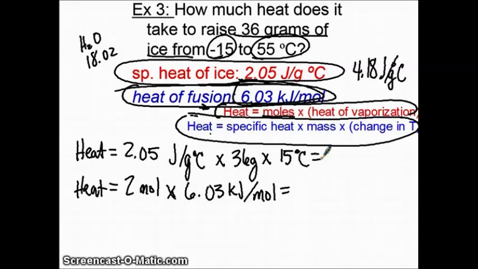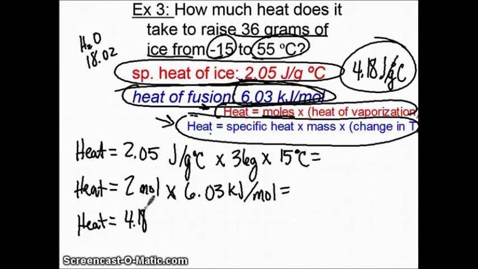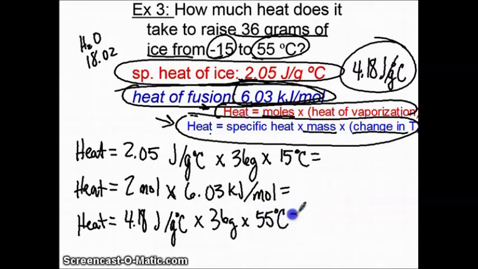So now we have liquid water. And then we have to bring that liquid water up from 0 to 55 degrees Celsius. So we have another heat is equal to, and we're going to use the specific heat equation here. So we have the specific heat of water, liquid water, 4.18. We have the units there. Times, now we're using mass again, so 36 grams. Times the change in temperature. Well, we started at 0, now we're going up to 55, so it's a 55 degree change.